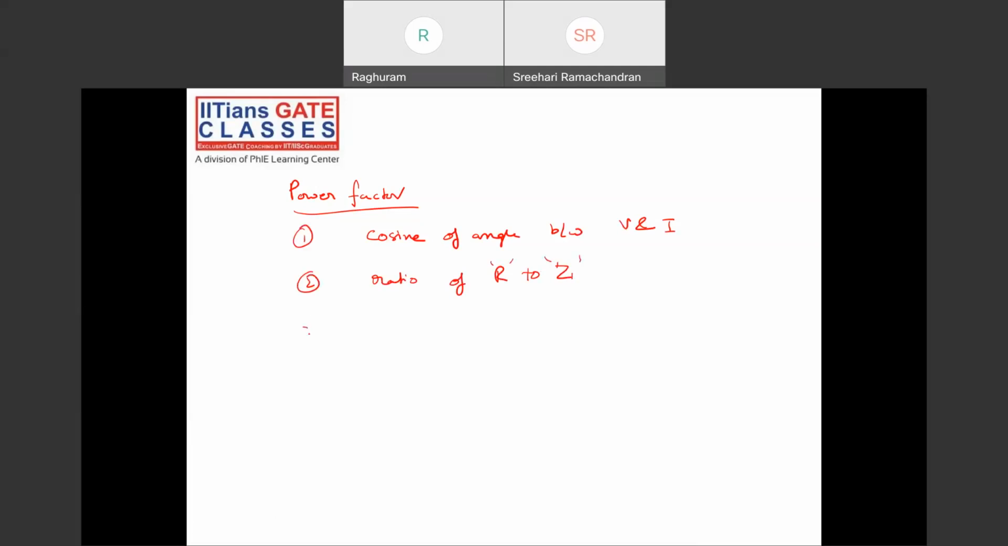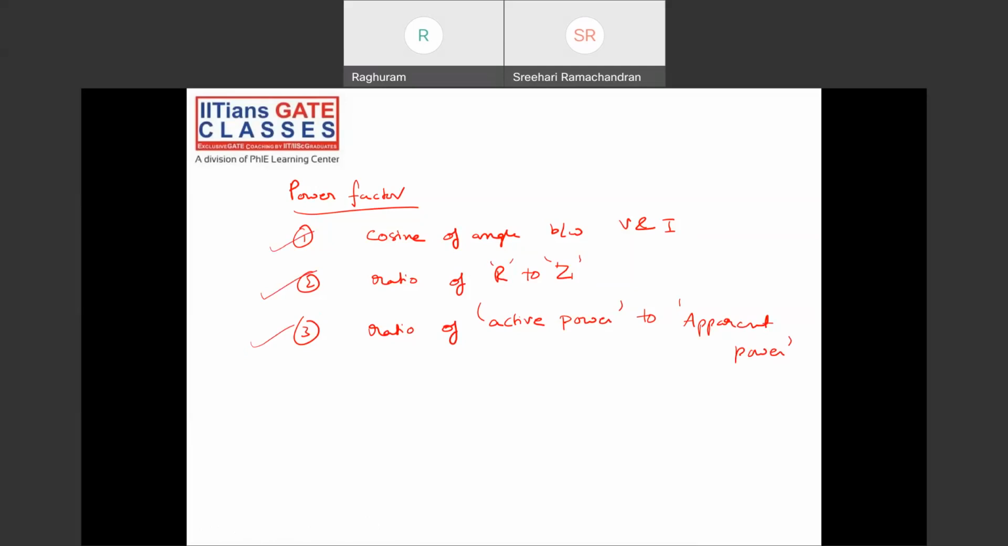The third definition is the ratio of active power to apparent power. I'll tell you what this is. Just remember these definitions; I'll explain the significance of power factor as well as the definitions. Cosine of the angle between V and I, ratio of R to Z, or ratio of active power to apparent power.